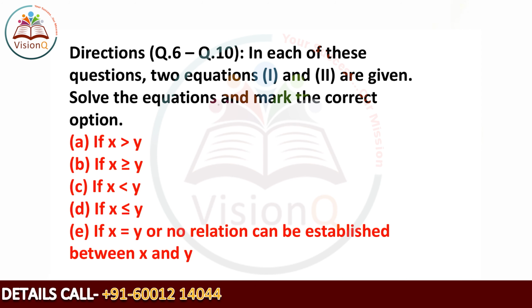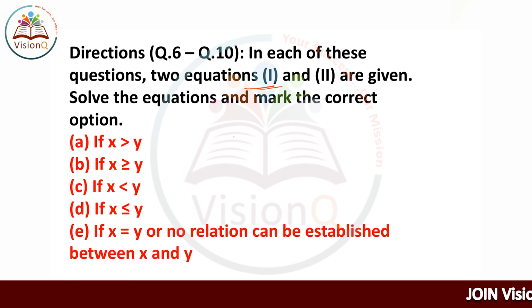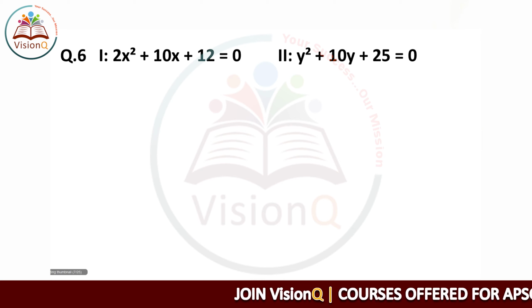So in every question from 6 to 10 you are given 2 equations, 1 and 2. You have to solve the equations and mark the appropriate option from these 5 options, A, B, C, D and E. That means you have to compare x with y and tick the options as per A, B, C, D and E. So let us see the first question, question number 6.